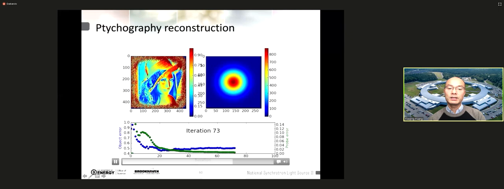It's only determined by how far we can detect the high Q signals on the detector.